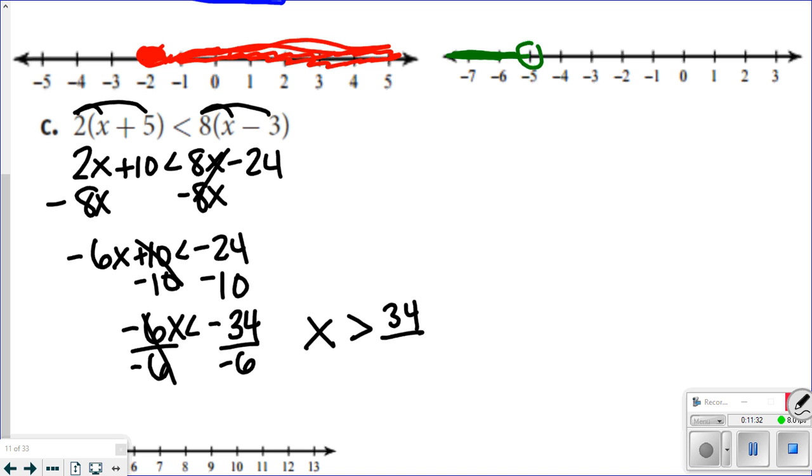34 over 6. Does that reduce? Does that simplify? How could we change that to a decimal in order to graph it on our number line? 34 divided by 6, we get 5.66 repeating.